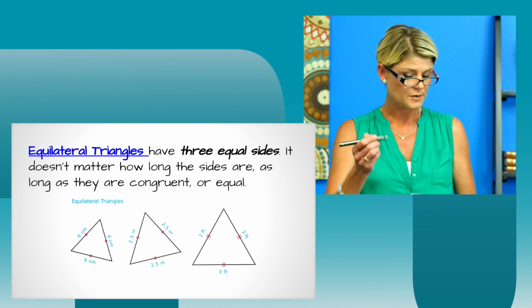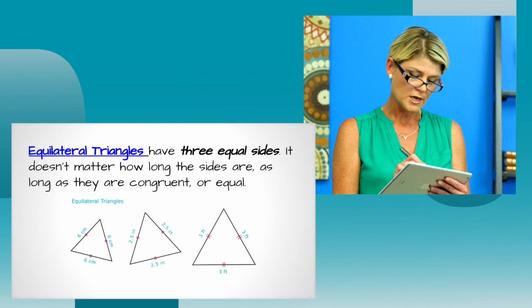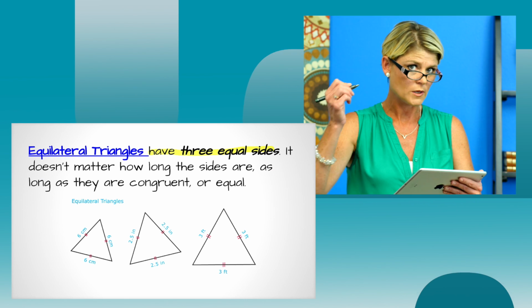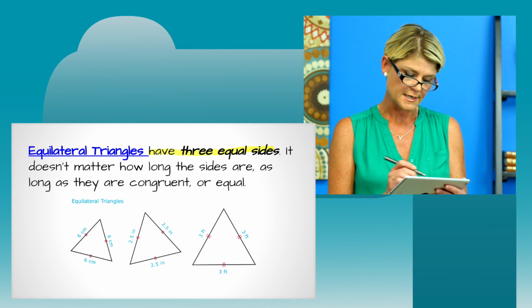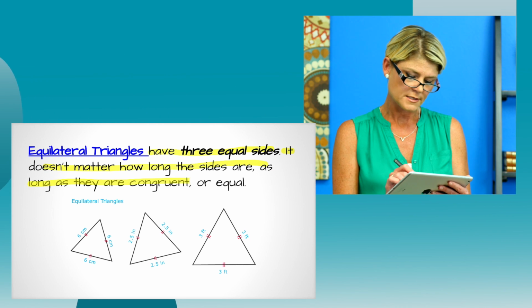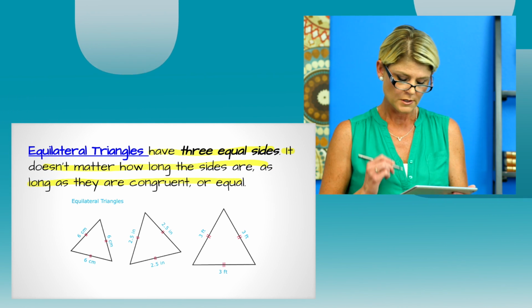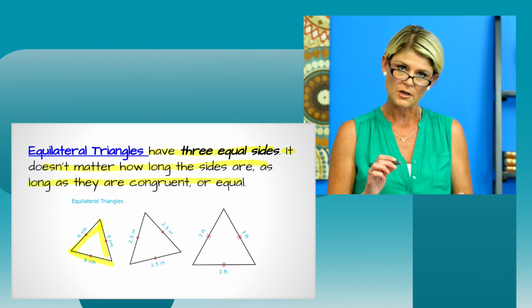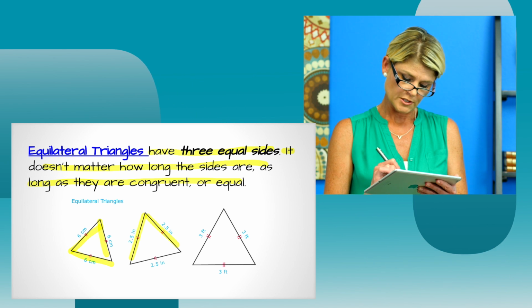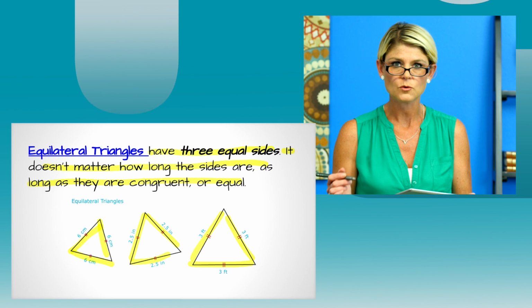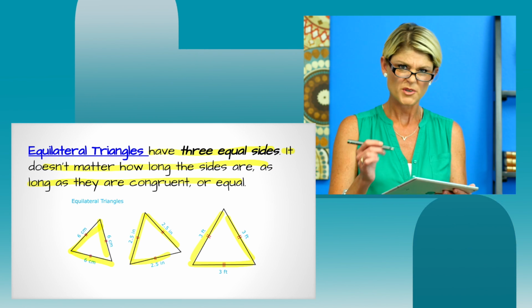So you may have guessed from its name that equilateral triangles have 3 equal sides. You probably hear it when you hear equilateral. They have 3 equal sides. It doesn't matter how long the sides are as long as they are congruent or equal. Let's look at some examples. This triangle has 6 centimeters on every side. Same with this one, 2.5, and this one, 3. So those are equilateral triangles. Pretty simple.